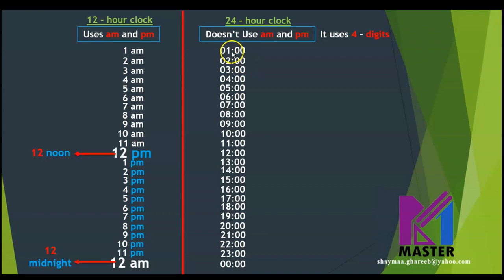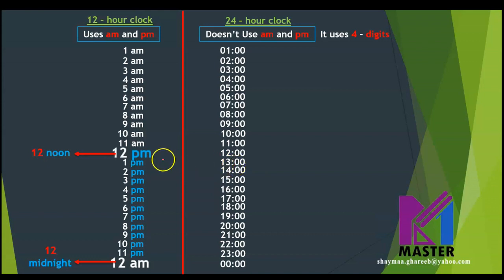And we use a colon between the number of hours and the number of minutes. So don't forget, when we write the 24-hour clock, I don't use AM or PM, and I use 4 digits. Let's see the numbers here. 1 in the morning, 2, 3, 4, 5, 6 until we reach noon. 12 noon is 12:00.